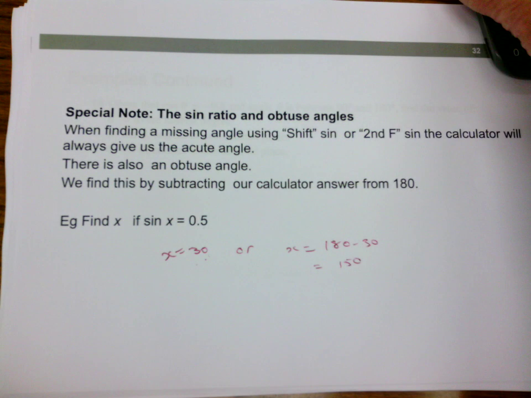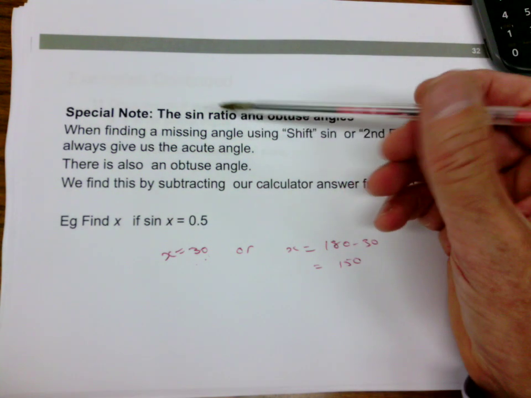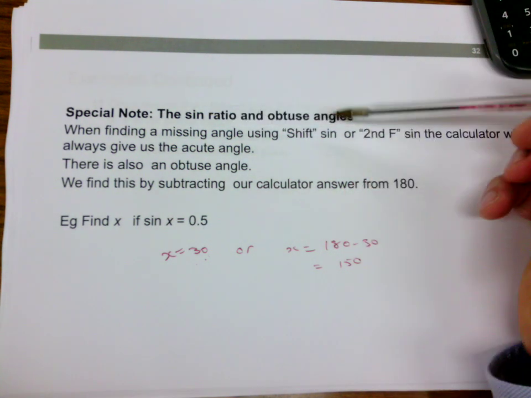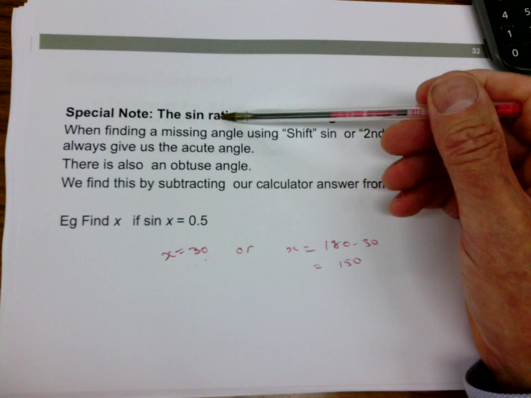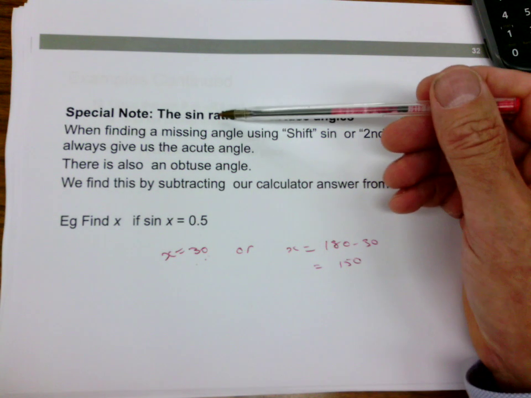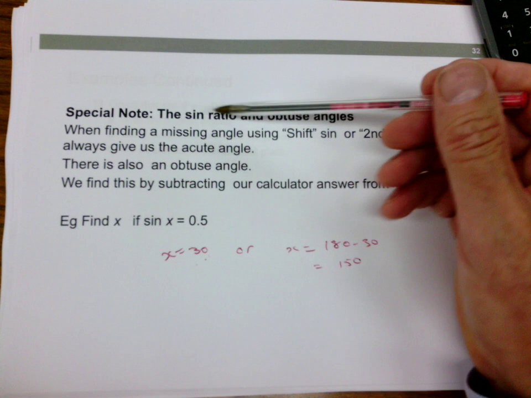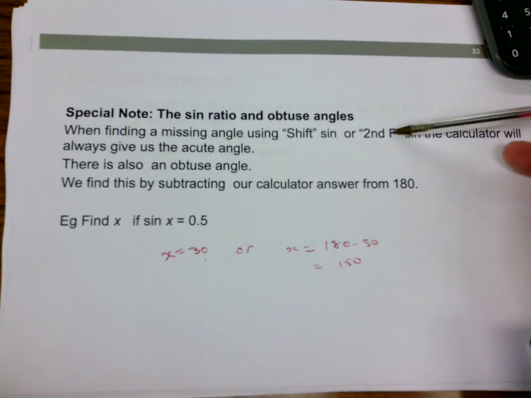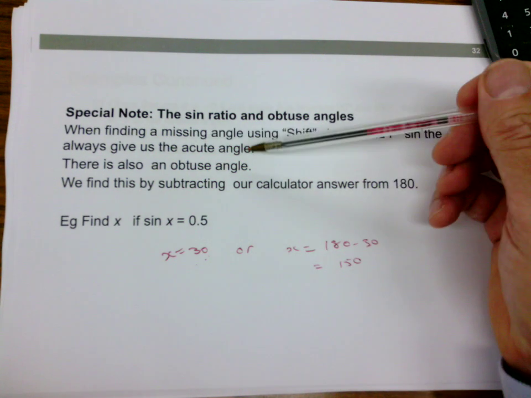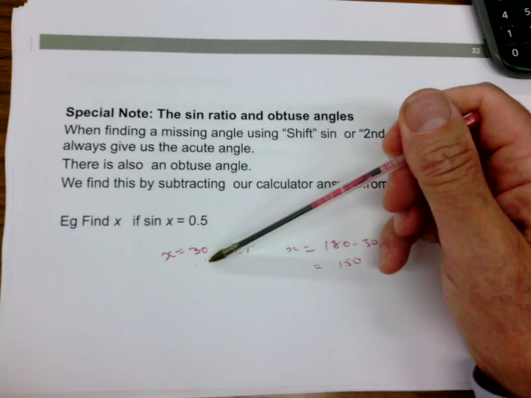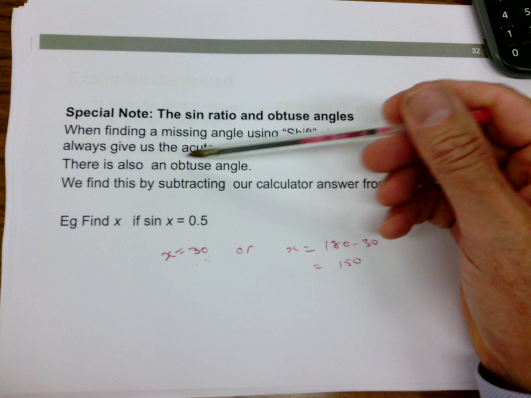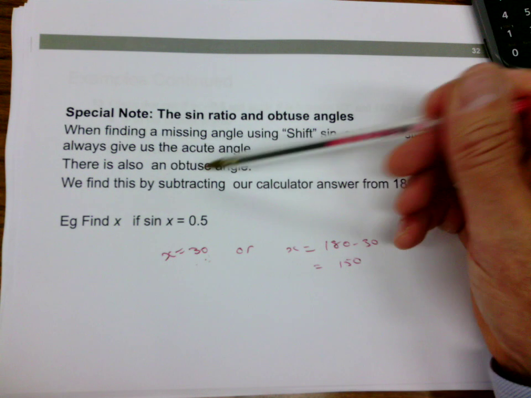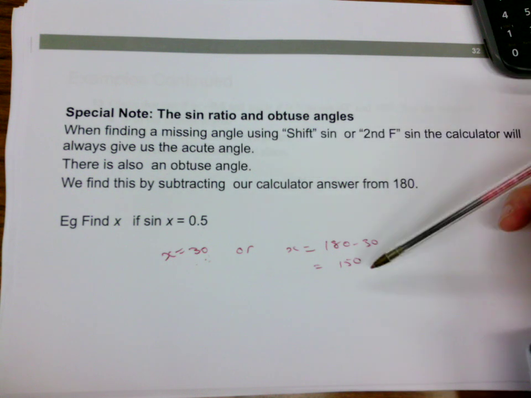So let's read what this says. This is the key bit for this lesson, really. The sine ratio and obtuse angles. So it's only about sine. The other ones we don't have to worry about, apart from if we get negative angles, we've got to add that 180. When finding a missing angle using shift sine, or second function if you've got the abacus calculator, it will always give you the acute angle. There is also an obtuse angle. We can find this by subtracting from 180 on our calculator.